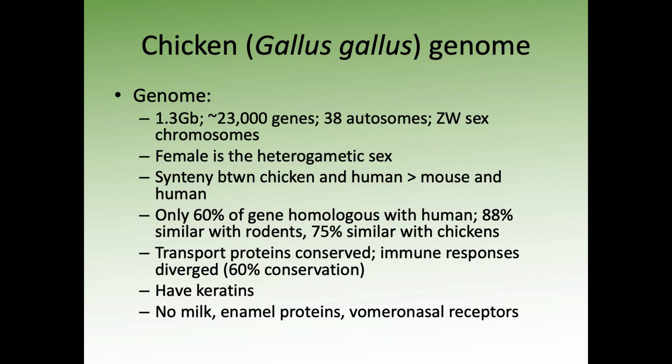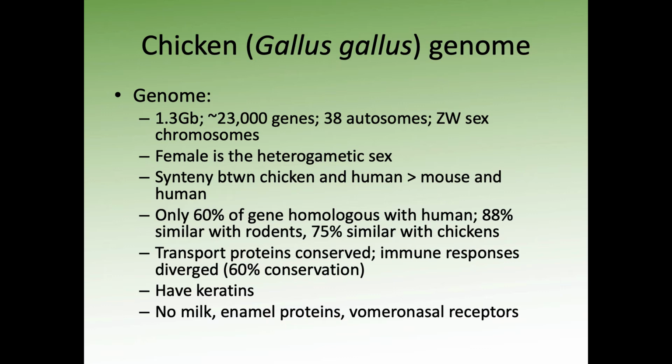There are some parts of their genomes, however, that are well maintained. So, for instance, transport proteins are pretty well conserved between humans and chickens, whereas immune responses are actually pretty diverged, with only 60% conservation. Not surprising, as the diseases we may be facing and dealing with are probably very different.